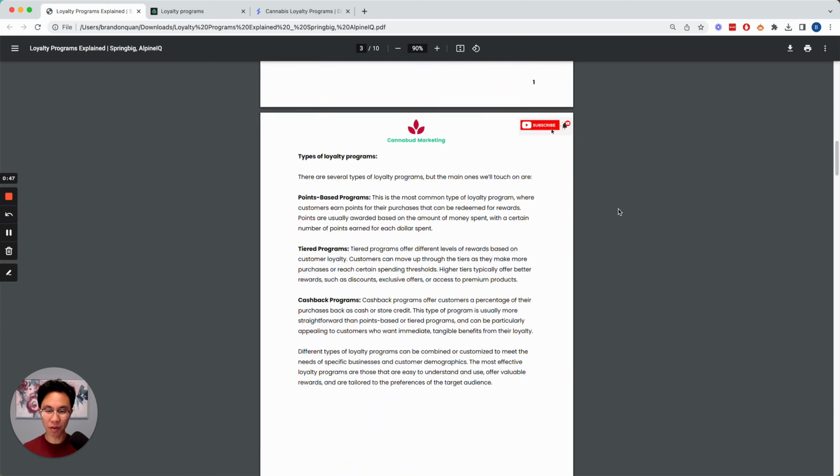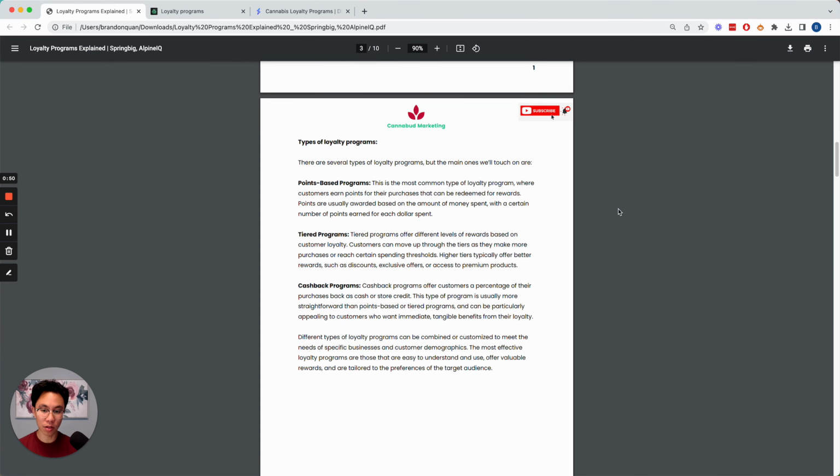Now, there are different types of loyalty programs, and I think there's definitely more than three, but the three main ones that are going to be relevant towards cannabis dispensaries are these three. The first one is points-based programs. This is the most common one that you're most familiar with. All you do is you get points for the amount of purchases that you spend. Typically, you get 1 point for a dollar purchase or whatever it is, and then you accumulate X amount of points, and then you can use those points to buy things later on.